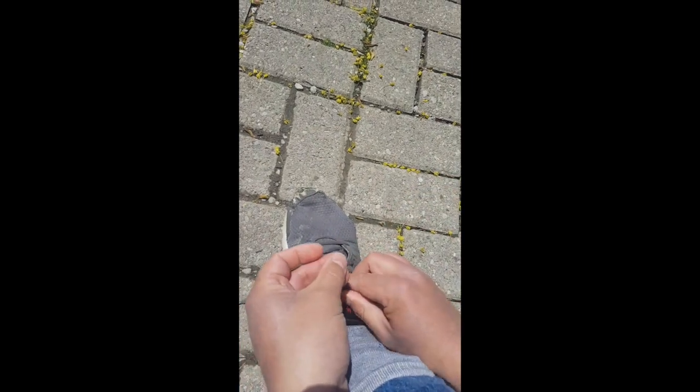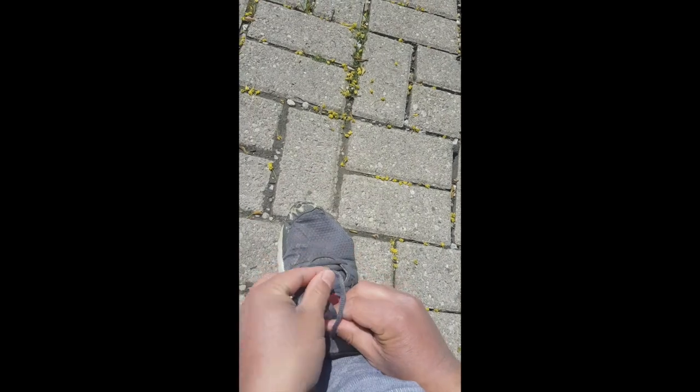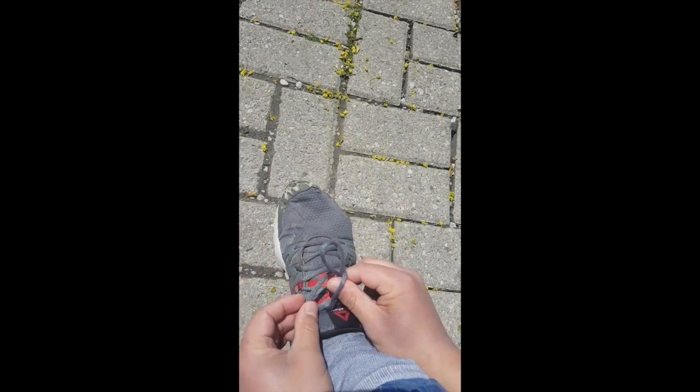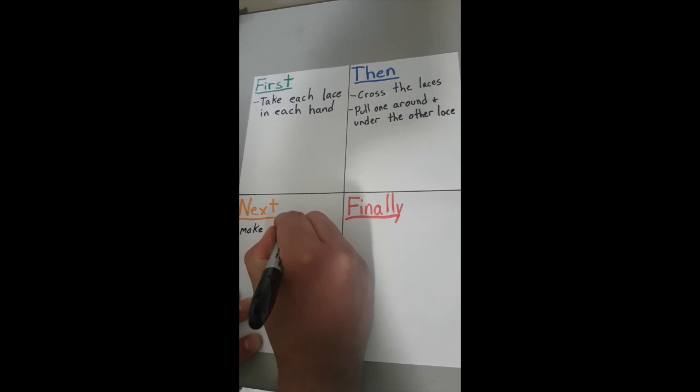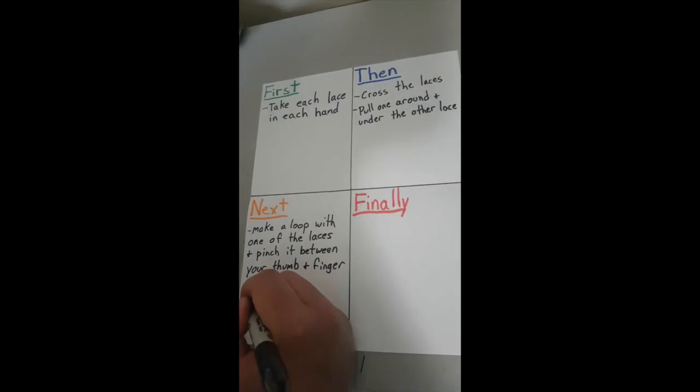Moving on to our next step, make a loop with one of the laces and pinch it between your thumb and finger. Then wrap the other lace around the loop. And that's exactly what I'm going to write in the next section of my chart.